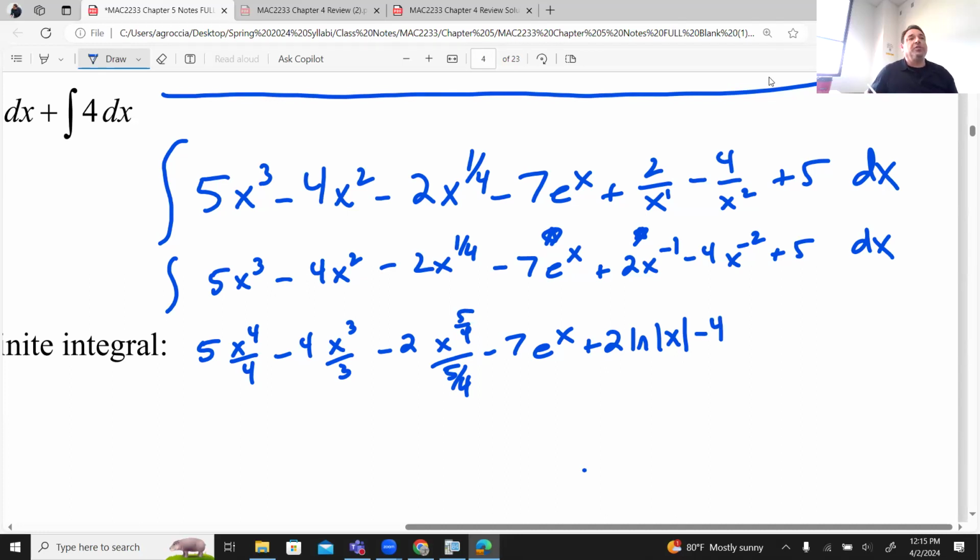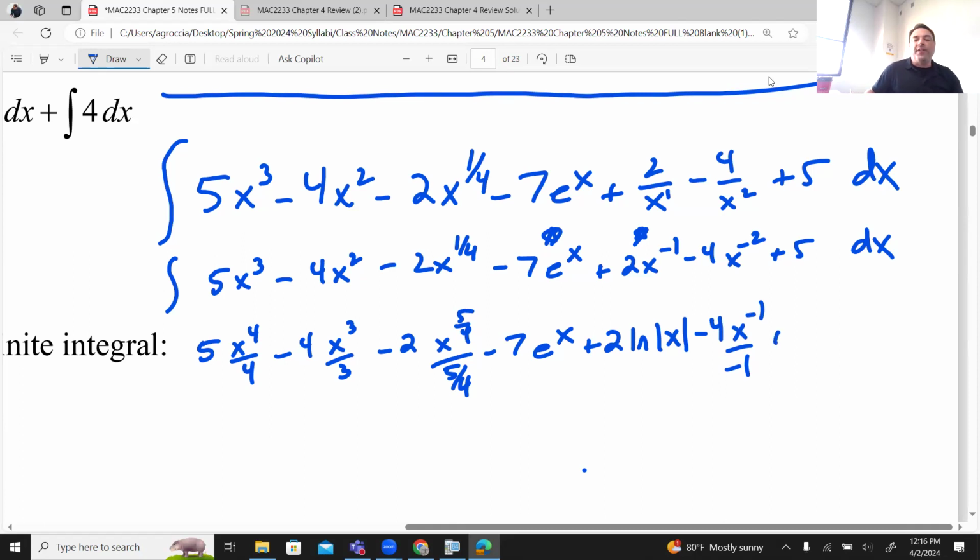Is -2 a special case? No, -2 is fine. Just be careful. If you add 1, you get -1 divided by -1. No problem at all. The only special case is -1, not -2, not -3, not negatives, just -1, because you get 0 and you can't divide by 0.